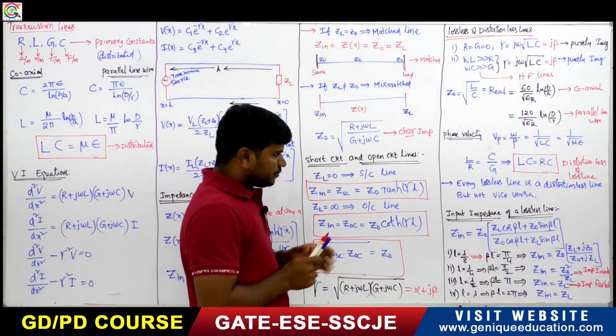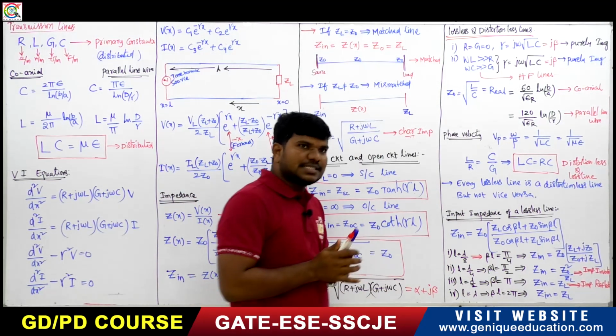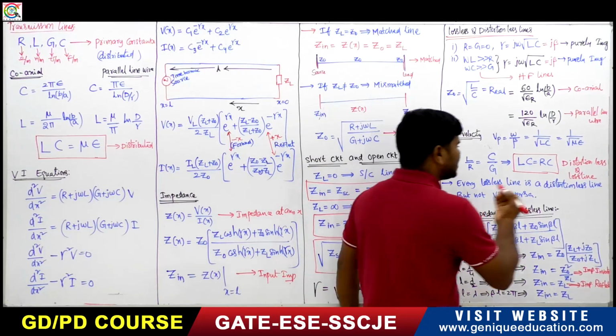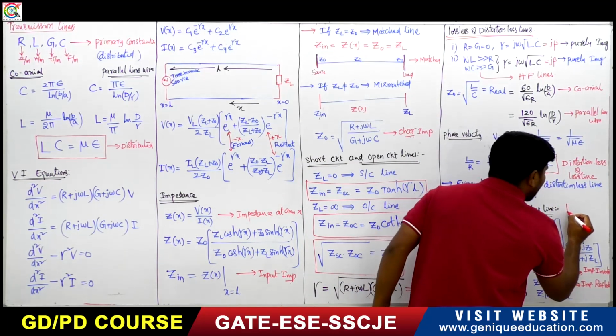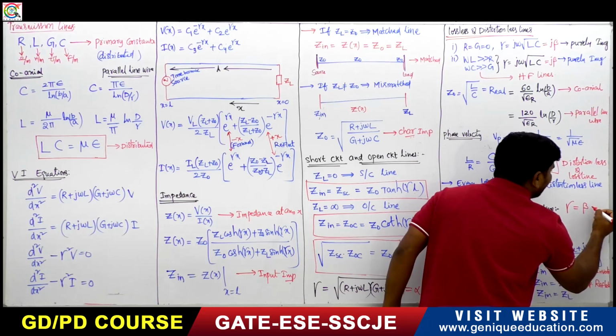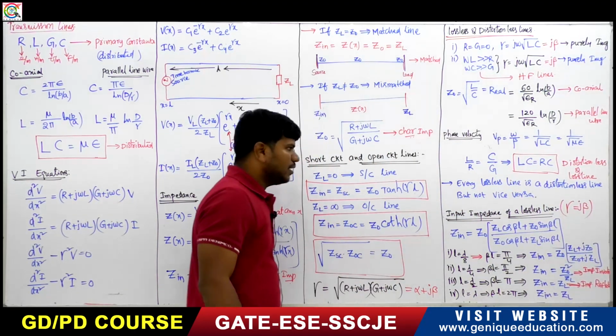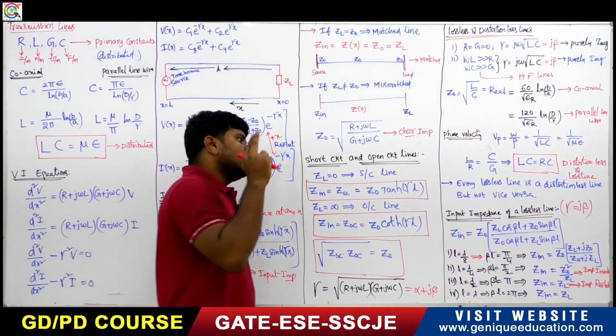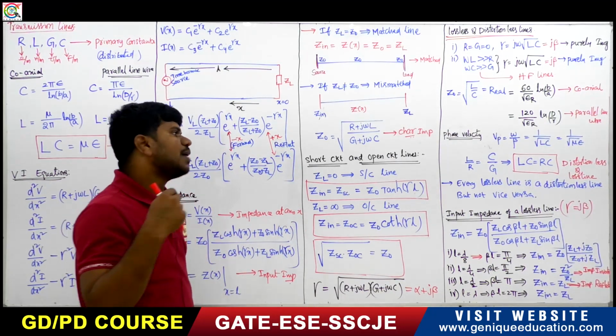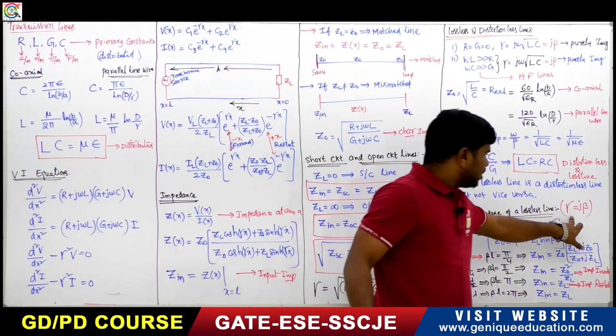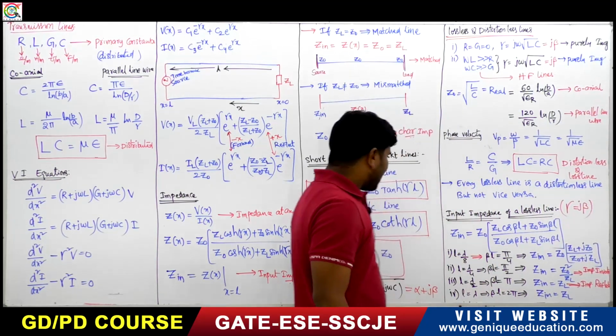Suppose you take a lossless line, what does that mean? Lossless line means alpha is 0, then gamma will be equal to j beta. If you are taking a lossless line, what will be the gamma? Gamma is purely imaginary. So gamma means j beta, right?